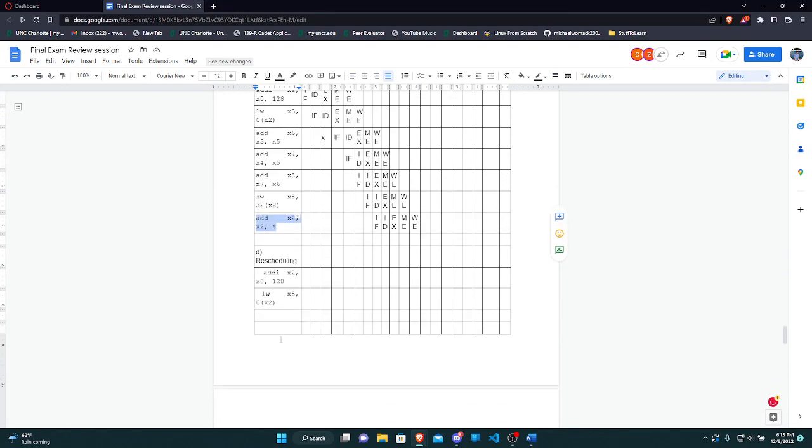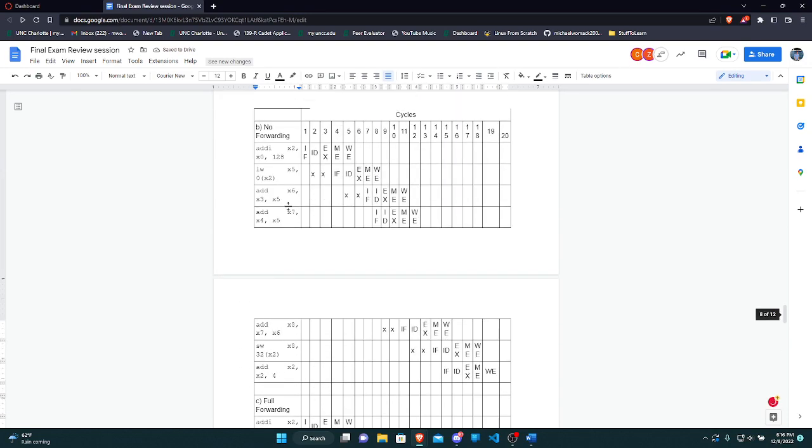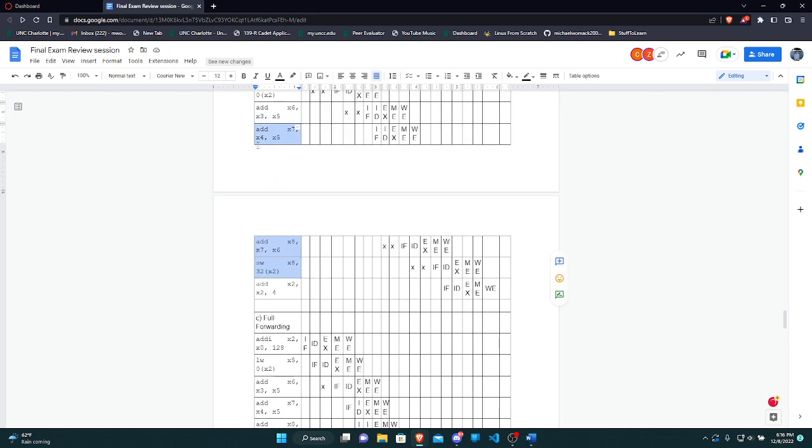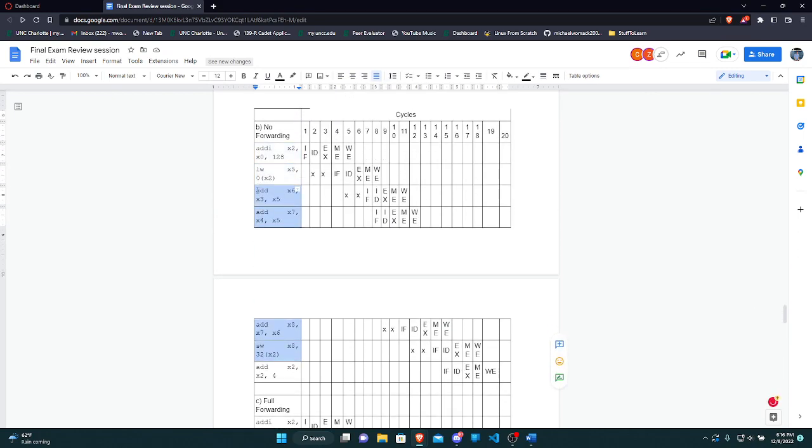This one right here has no dependencies, so we can put that there, and then the rest of it will just follow suit normally. So store word. I'm sorry, I'm going all over the place.